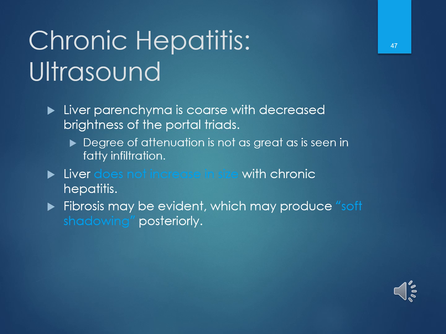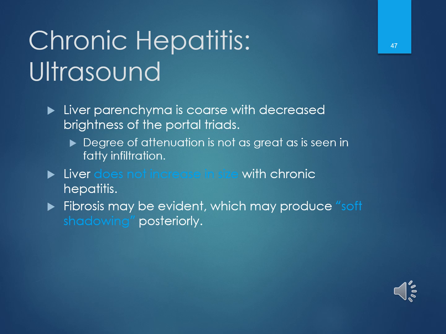So what does chronic hepatitis look like on ultrasound? Well, it's different than acute. The fibrosis may be evident, which may produce soft shadowing posteriorly. I'll show you what that looks like. The liver does not increase in size with chronic hepatitis. So acute hepatitis, hepatomegaly. By the time we get to chronic, now it's not so big anymore. It's like the swelling's gone down.